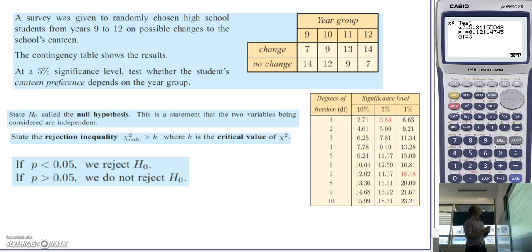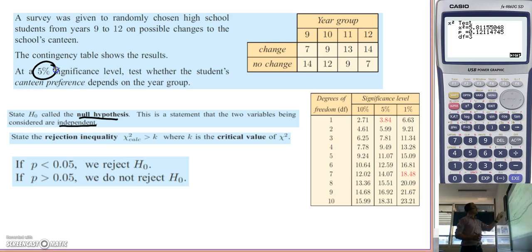Let's have a look at the question. Survey was given to randomly chosen high school students from years 9 to 12. Change to the canteen. The contingency table tells the results. 5% significance level. So test whether the student's preference depends on their year group. So our null hypothesis, saying that they are independent, we would say that the student's canteen preference does not depend on the year group. Our alternate hypothesis would be that the student's preferences depend on their year group.